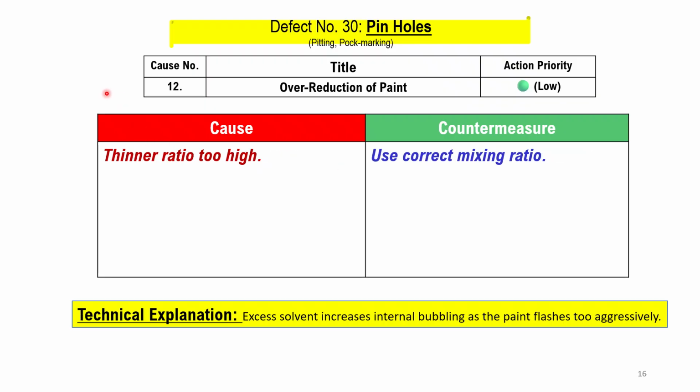The 12th possible cause is over reduction of paint, that is, thinner ratio too high. Excessive solvent increases internal bubbling as the paint flashes off too aggressively. Therefore, use the correct mixing ratio.